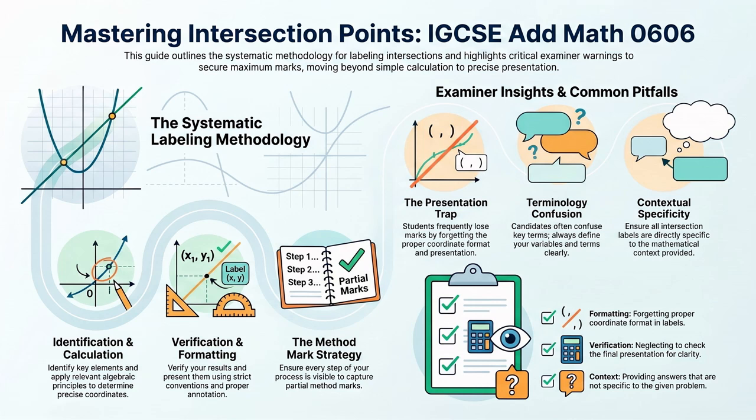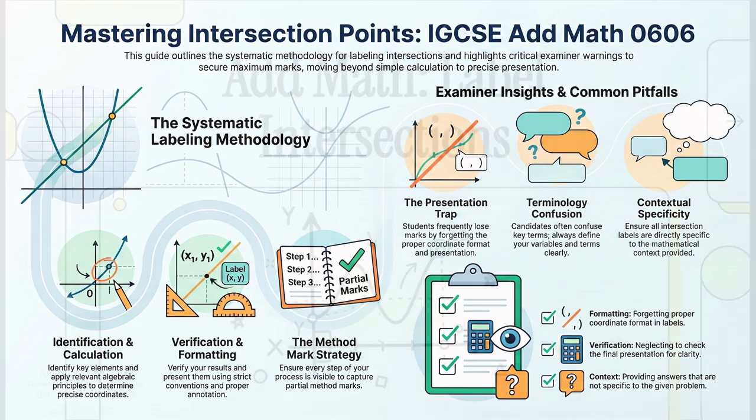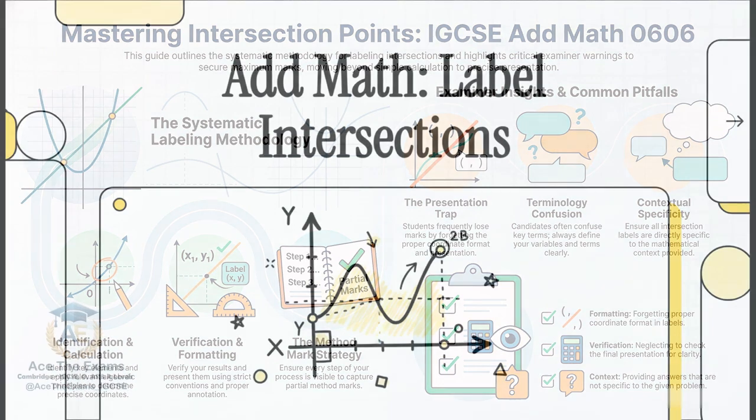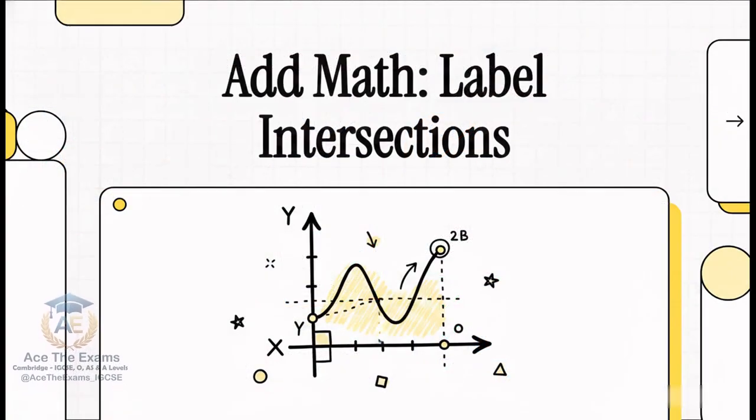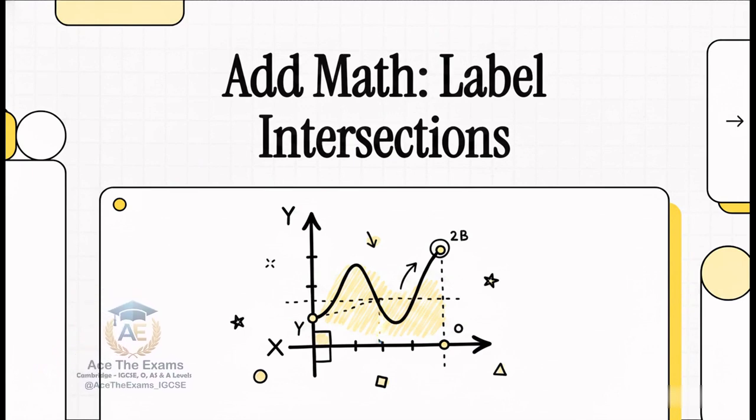Welcome to this explainer. Today, we're cracking open the examiner's playbook for the Cambridge Additional Mathematics syllabus. We're specifically looking at course 0606. Listen, if you've ever felt like you're doing all the complex algebra perfectly, flawless calculations, but you're somehow still dropping marks, you are definitely not alone.